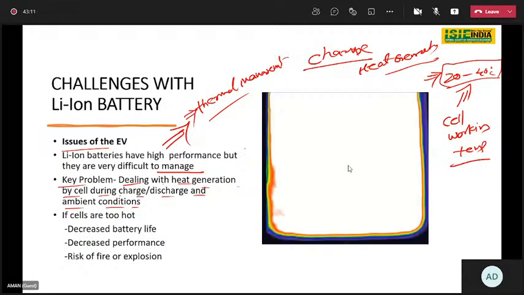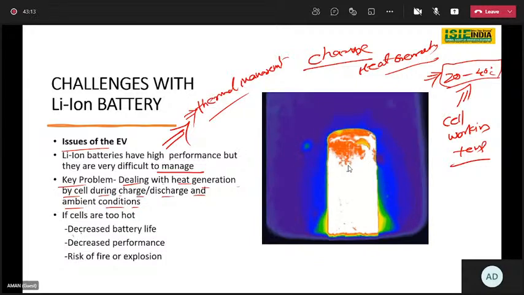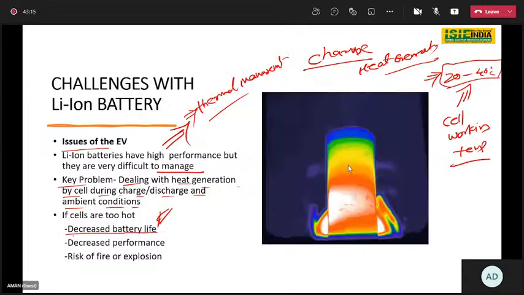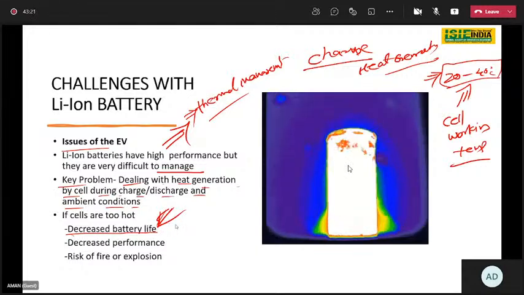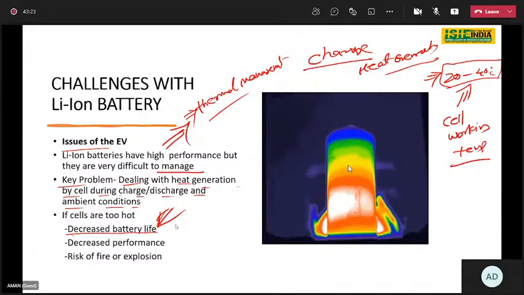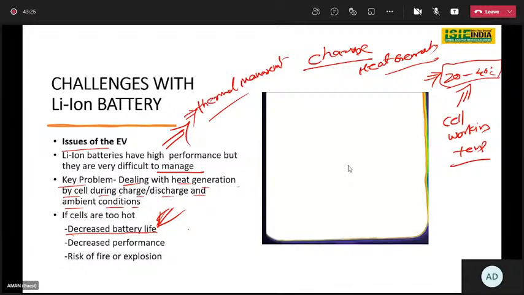Here we can see it will decrease the battery life. This is the first and most important thing. If the temperature keeps rising for the individual cell as well as for the battery, it will affect the battery life. Okay, it will decrease the performance.